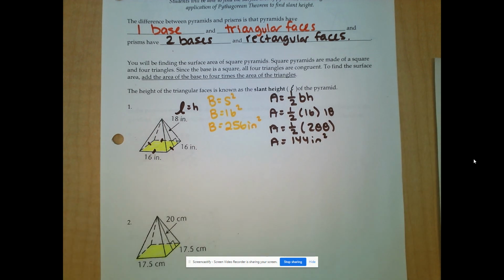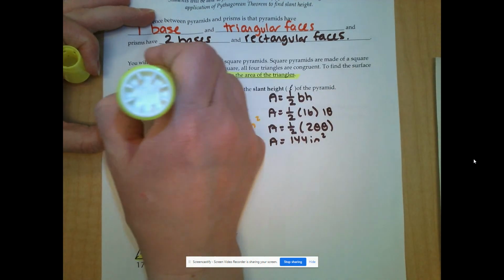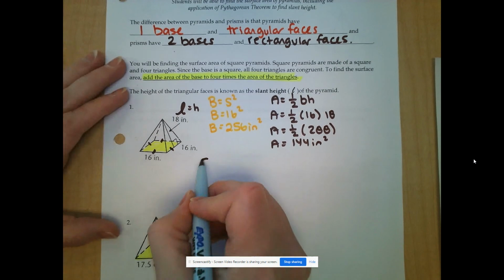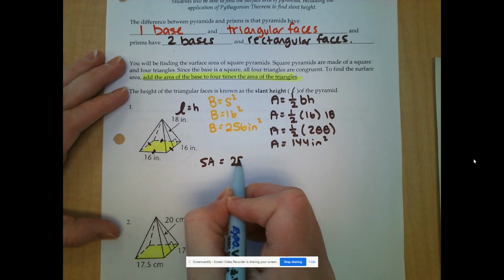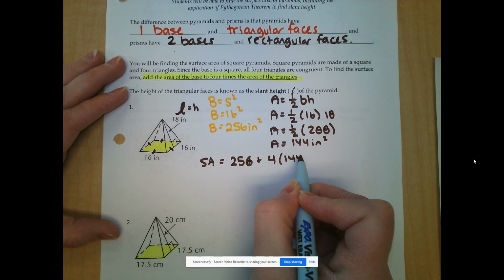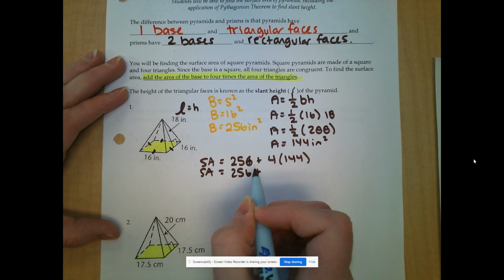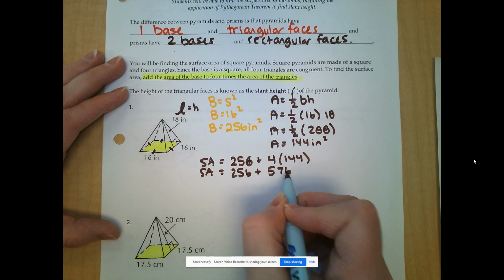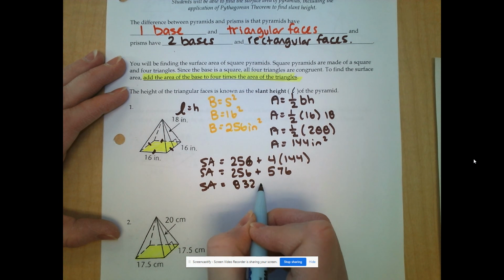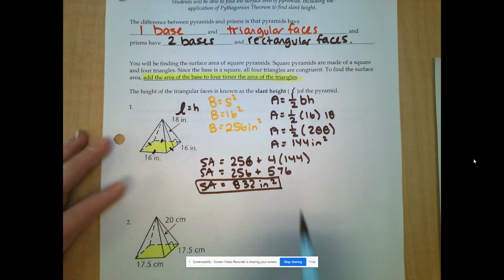Now, you'll notice it said in the directions, add the area of the base to 4 times the area of the triangles. Why is that? I have one base, 256, plus 4 triangles. Each of them is 144. 256 plus 576. So the surface area of the whole pyramid, 832 inches squared. And we're done. One base plus 4 triangles.